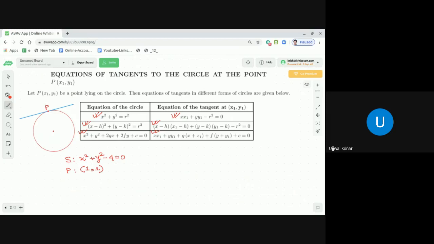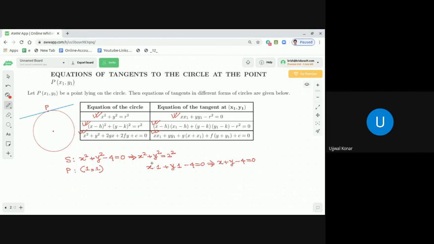But generally the mistake students make is this: x square plus y square minus 4 equal to 0 means x square plus y square equal to 2 square. So what is the equation of the tangent? Generally the student writes the equation of the tangent as x into x1, which is 1, plus y into y1, which is 1, minus r square, that is minus 4, equal to 0. That implies the equation of the tangent becomes x plus y minus 4 equal to 0. But that is not true.